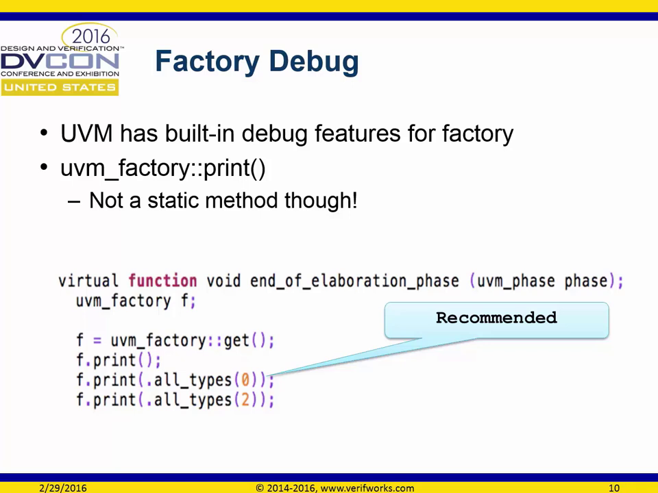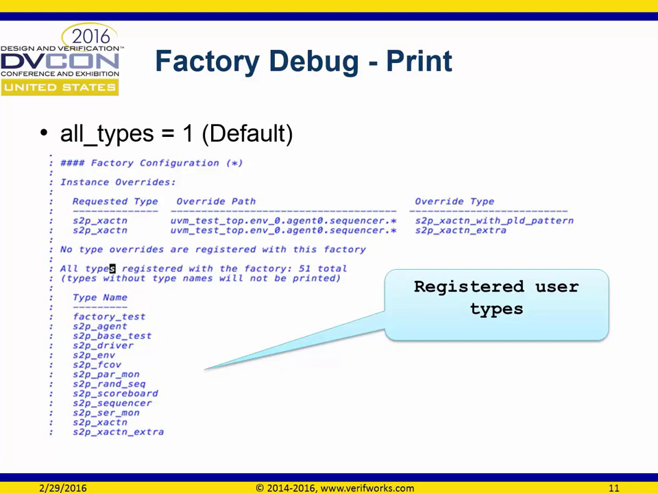Srini recommends using all types 0 instead of the default, and we will go to that in a minute. Let's look at the default. If you were to print from the factory, you will see this output, which tells you the requested type, the override path, and the override type. It also tells you no type overrides are registered at the factory, and it gives you a list of types that are registered with the factory. So you get this list. And remember, this is where things can get interesting.